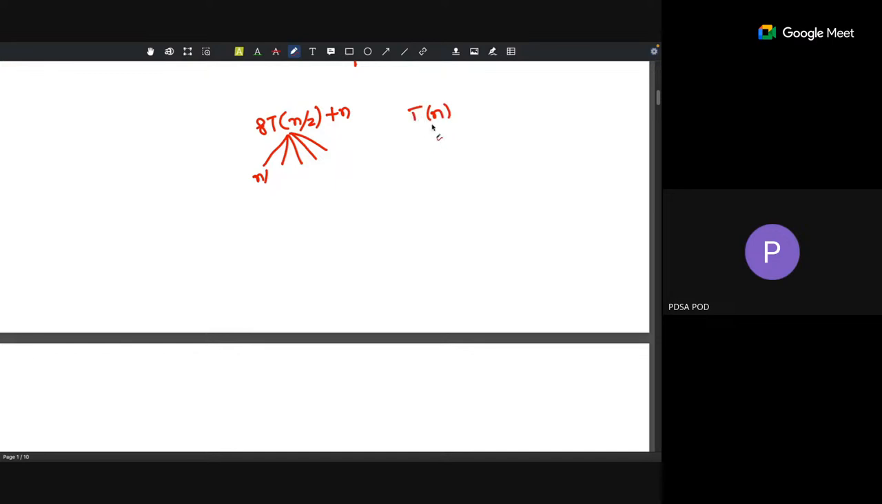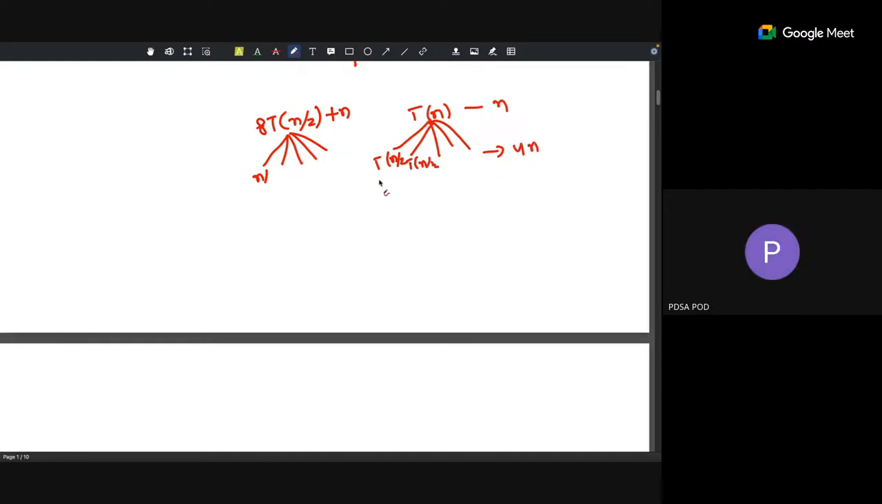T of n. Now this is going for that 8 times first. So every time it is t of n by 2. So this 8 times it's going. At this time, it's a constant time, n. So at this time, what is this one? 4n. 8 times, 8 times n by 2. Yeah, 4n. Is it right?